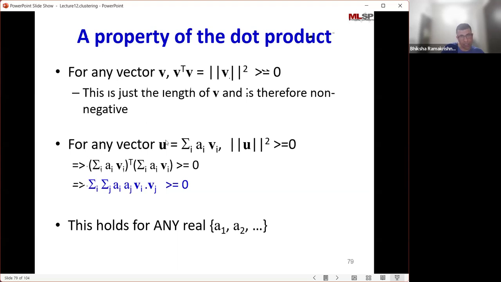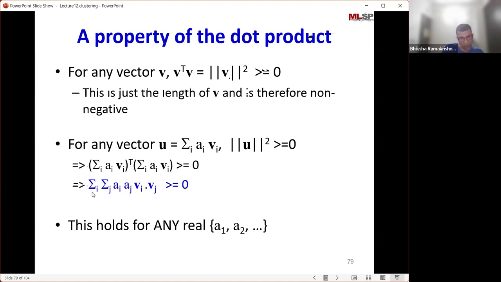If I take any vector u, which is any linear combination of a bunch of vectors, then the squared norm of u is also guaranteed to be non-negative, right? Is this statement making sense to you guys? The one in black? But then I can replace u by this weighted sum of the vectors, which means that summation i, ai vi transpose, summation i, ai vi must be greater than or equal to 0.